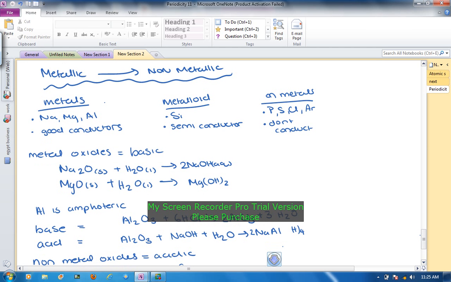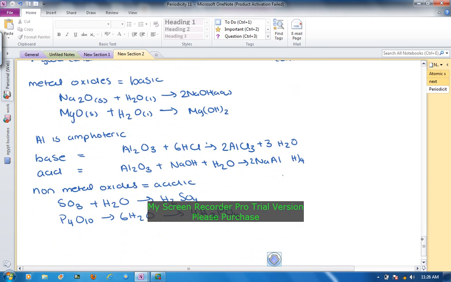Metals can also be distinguished from nonmetals by their chemical properties. Metal oxides tend to be basic, whereas nonmetal oxides tend to be acidic. So, for example, sodium oxide and magnesium oxide are both basic and react with water to form hydroxides, as shown by the two chemical formulas here. Aluminum is a metal, but its oxide is amphoteric, which means it can either be basic or acidic depending on whether it's reacting with an acid or base.